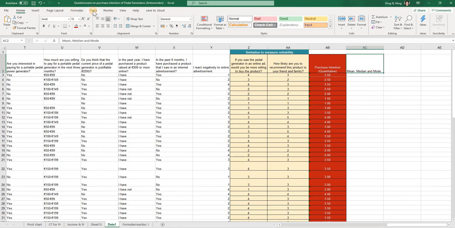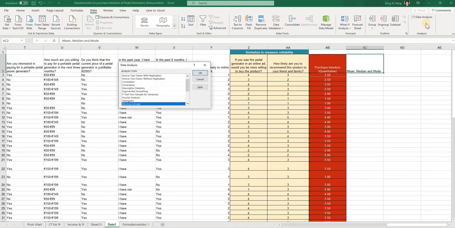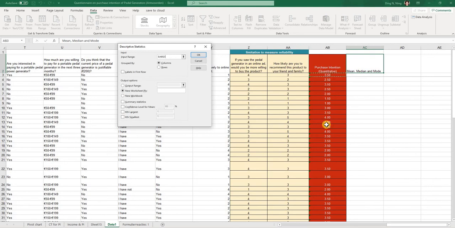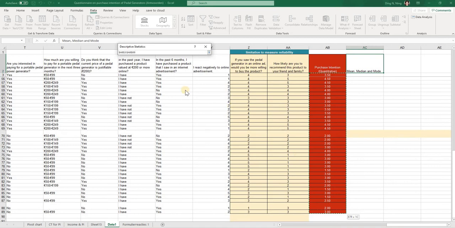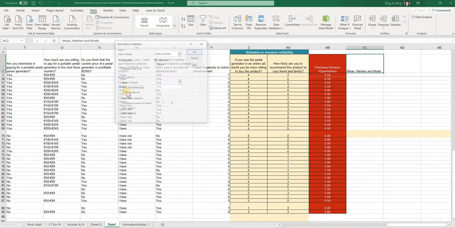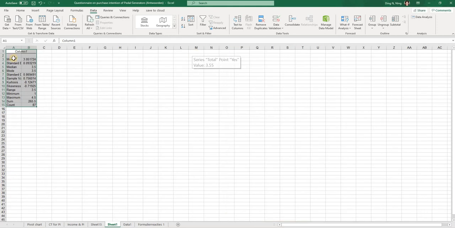And using the data tab, data analysis function, I can easily find out the central tendency of this variable. So I will go to descriptive statistics, click OK. And then I select the average of these two parallel questions for purchase intention. I would like to put the output into a new worksheet, and then I select the summary statistics.